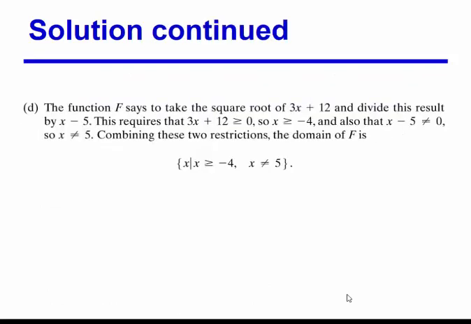And then for d, the function f says to take the square root of 3x plus 2 and divide this result by x minus 5. This requires that 3x plus 2 is greater than or equal to 0, so x has to be greater than or equal to negative 2/3, and also that x minus 5 does not equal 0, so x cannot equal 5. Combining these two restrictions, the domain of f becomes all numbers x such that x is greater than or equal to negative 2/3 and x does not equal 5.